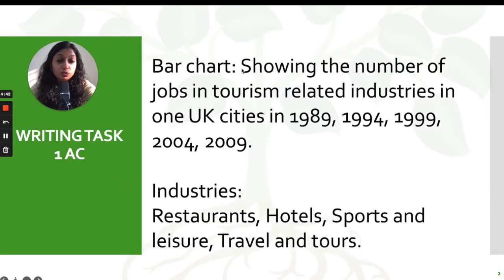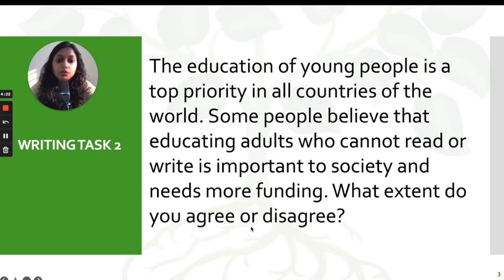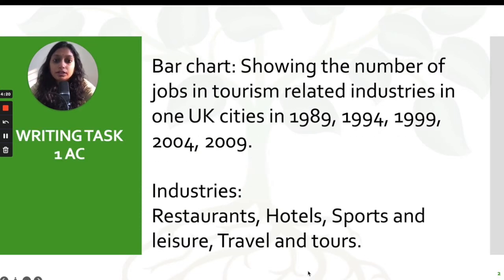This time also it was a bar chart and it showed the number of jobs in tourism related industries. So these were the industries: restaurants, hotels, sports and leisure, and travel and tours. And this was in 5 different years: 1989, 94, 99, 2004, and 2009. So you can see that there were 4 groups of data for each of these years.